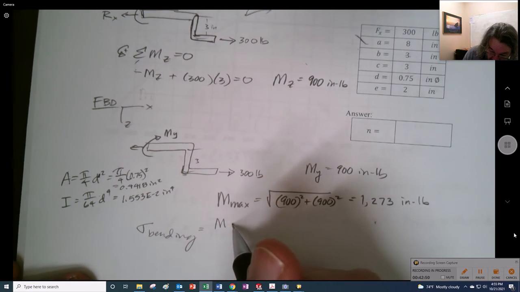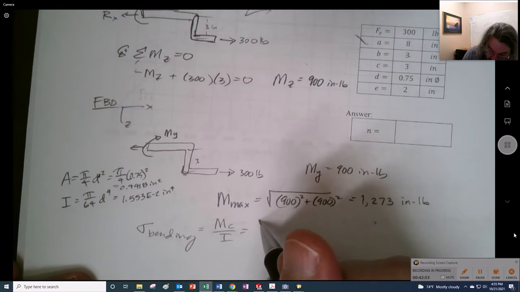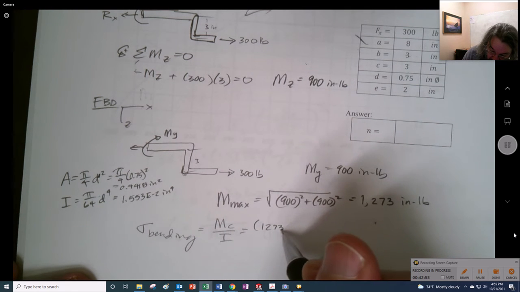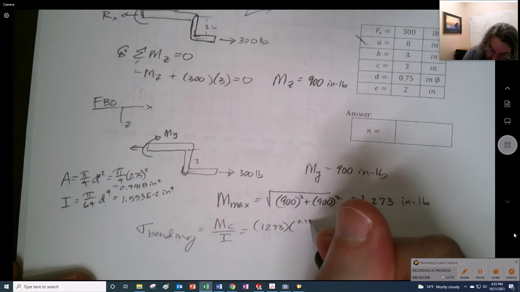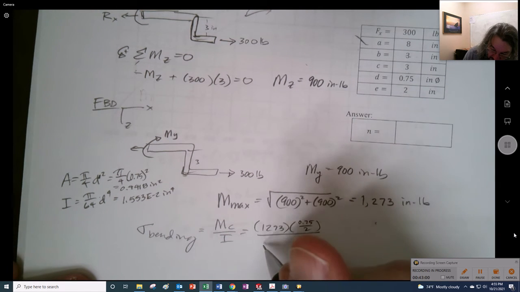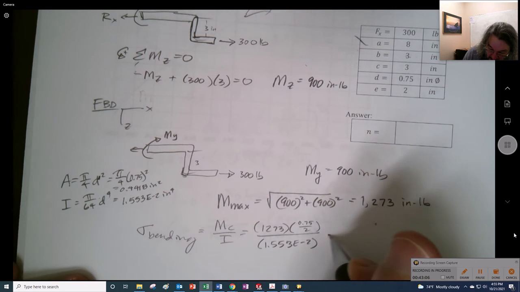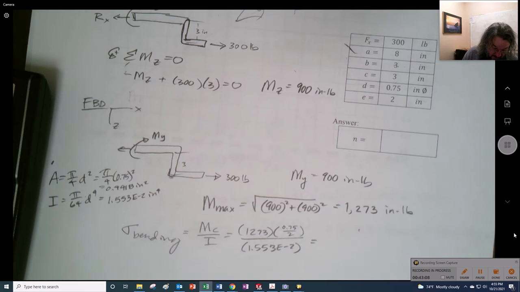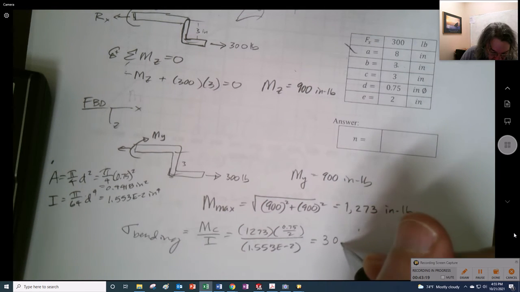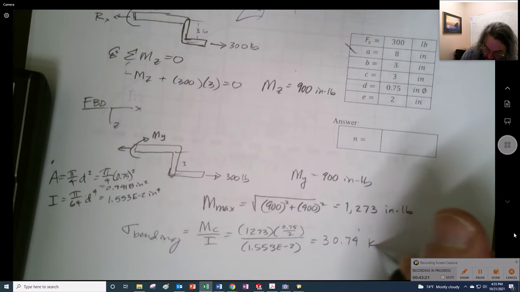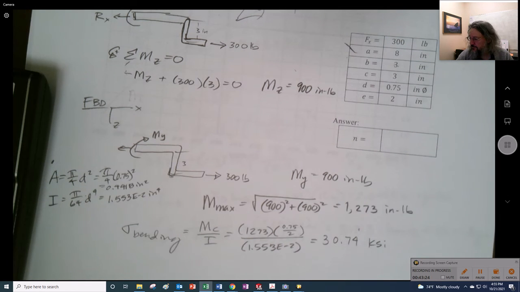So the bending is MC over I, and the M is 1273. C is 0.75 divided by 2, aka 0.375. And here's our number that we just got, E minus 2. And what do we end up with? 1273 right there, and then 0.375 times. So I end up with 30.74 KSI. And this is problem 1 right here.